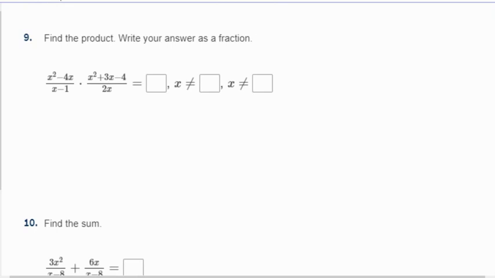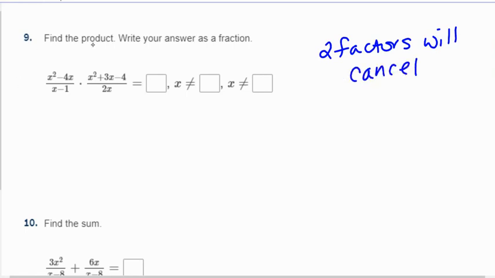Okay, our next problem, we have find the product, write your answer as a fraction. Okay, and I notice that I have two places to enter x cannot equal a value and x cannot equal a value. That gives me a hint that I have two factors that will cancel out. So I'm going to factor as much as I possibly can in each of these fractions. So x squared minus 4x, I can factor out an x, and that's going to leave me with x minus 4 over x minus 1.